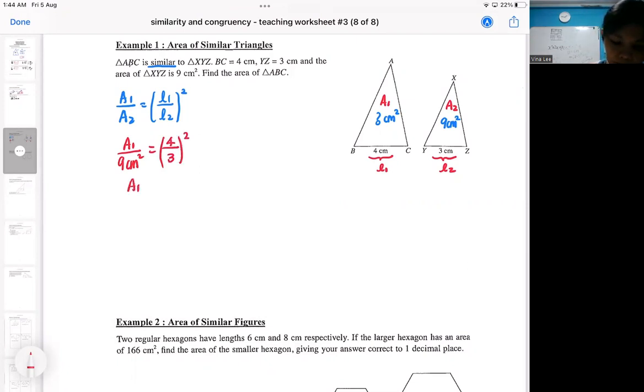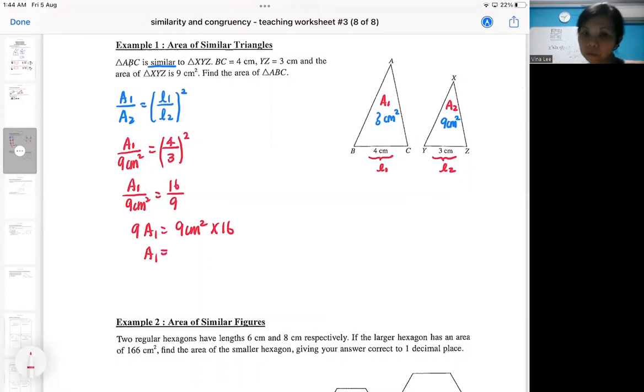So if you want to find A1, okay, you square the ratio first, and then you can cross multiply. So you can square the fraction, and then you cross multiply. So you get a 16. So triangle ABC is 16 centimeters square. So usually you can decide.